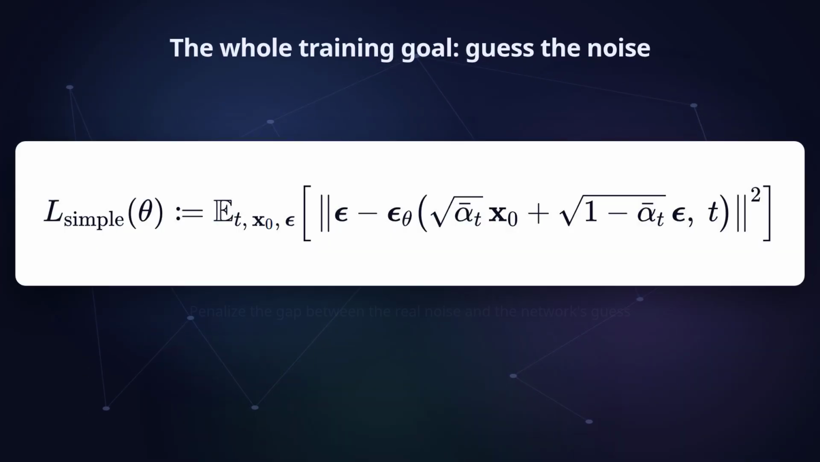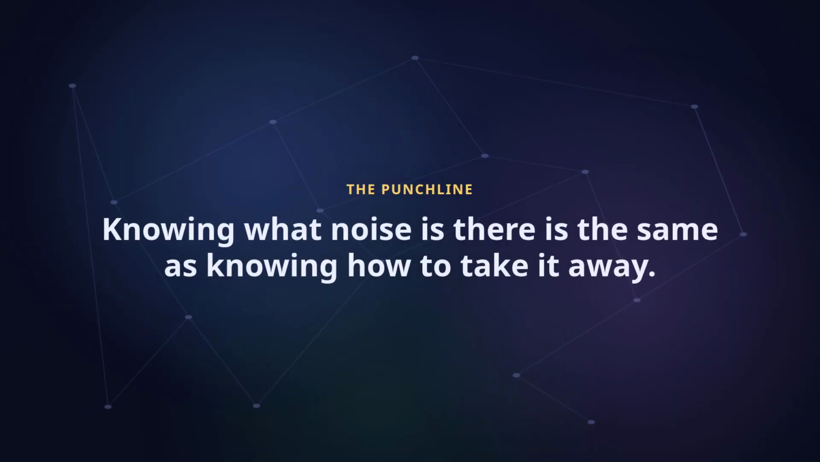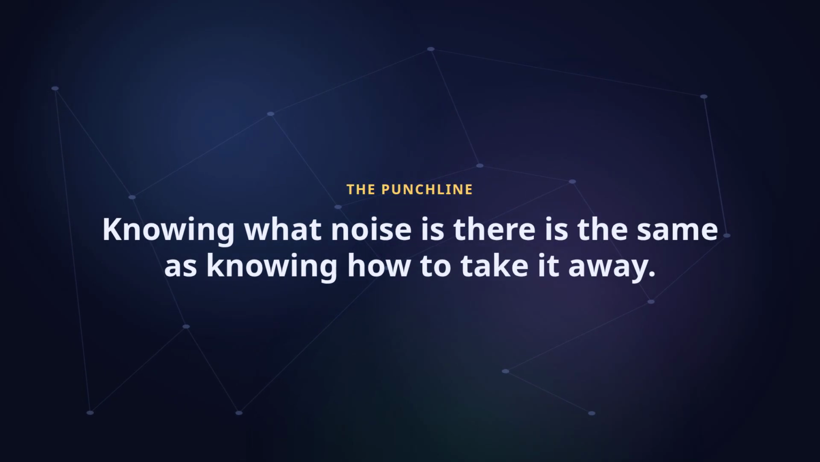And here's the goal the network is actually trained on. It looks dense, but stripped of the notation it says one thing: look at the noisy picture and guess the noise. The better the guess, the smaller this score. The entire training target is predict the noise. Now for the punchline. If the network can look at a noisy picture and tell you exactly what noise is in it, then it also knows how to remove it. Just subtract the noise it guessed. Guessing the noise and cleaning the picture are the same skill.